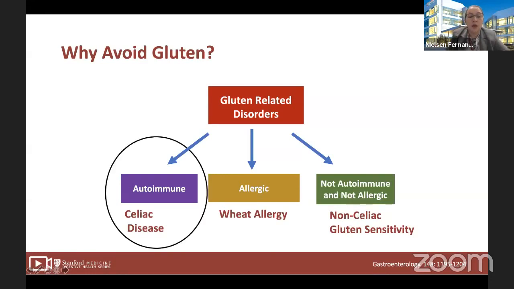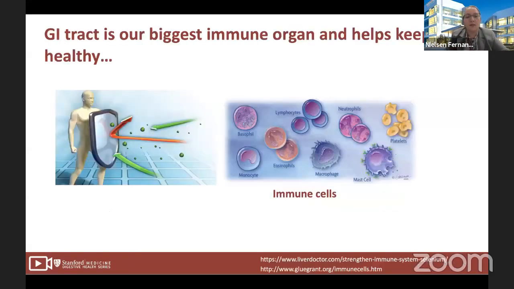Now, we know a lot more about celiac disease than the other disease entities. And the bulk of my part of the talk will be discussing the pathophysiology of celiac disease and trying to make a case for why you need to be on a gluten-free diet if you have this disease. But we'll also touch on the other disorders. So what do I mean by autoimmune? By autoimmune, we mean that the immune system is, in a sense, attacking itself.